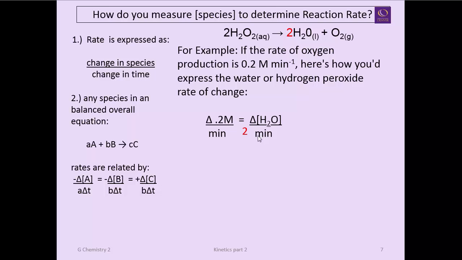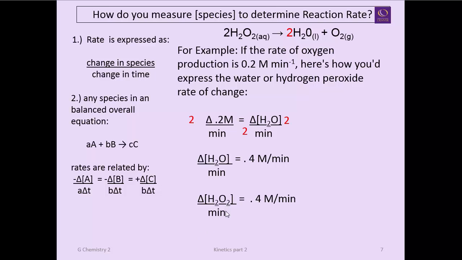And it just goes down there in the denominator. Now it's just math, and let's solve for this piece to know what our new rate is. So you multiply through by 2, and you get the change in water per unit time is 0.4 moles per minute. So that makes sense. If oxygen is evolving at 0.2 moles per minute, then water must be evolving at twice as fast, because the stoichiometry says there's 2 moles for every one of these formed.